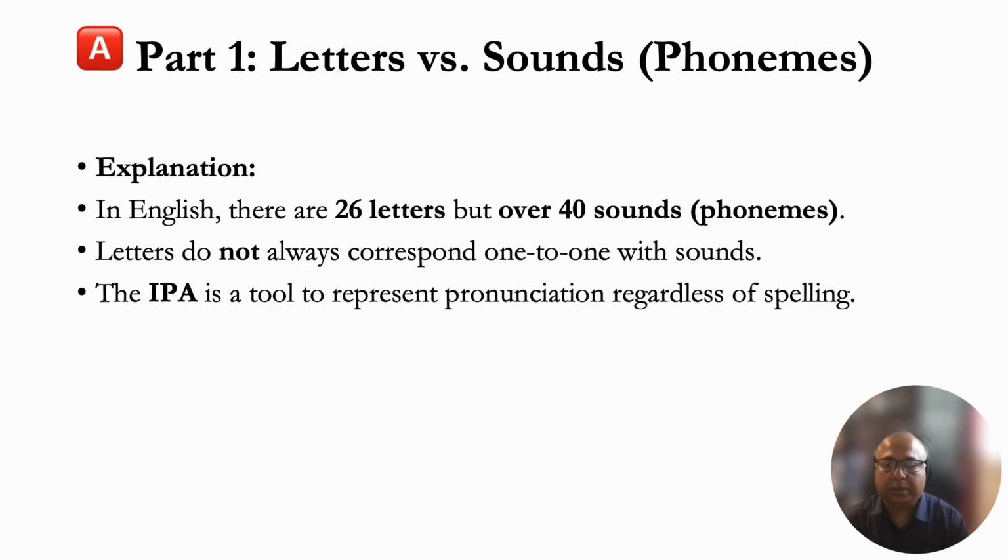Phonemes. By definition, a phoneme is an individual unit of a sound. So there are 26 letters in English, you may already know that, but there are over 40 sounds, or phonemes, if you will. Now, letters, as I explained to you earlier, do not always correspond one-to-one with sounds. But if you learn the IPA, you will know that this is a tool to represent pronunciation, regardless of spelling. So it doesn't matter how a word is spelled. As I explained before, BUT is but, CUT is cut, but PUT is put.